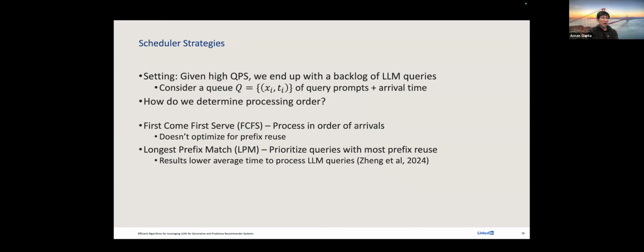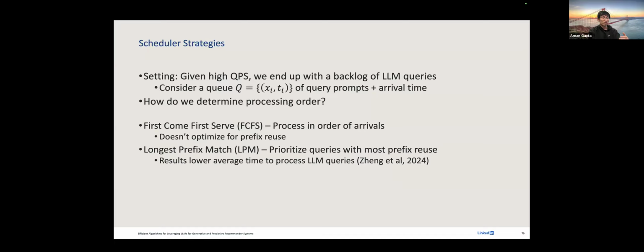Let's zoom into a typical real-world scenario. In some high-traffic production systems, the queries per second, the QPS, can spike into hundreds or even thousands. So we inevitably end up with a backlog of queries waiting to be served. We can model this situation as a queue, which is a collection of Xi and Ti, where Xi represents the query prompt, and Ti represents the arrival time of this query.